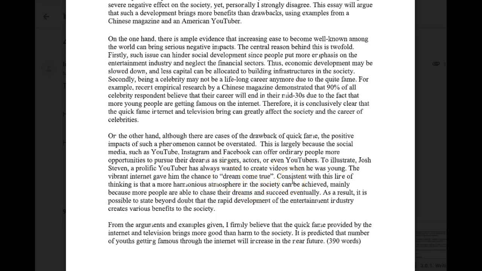Consistent with this line of thinking is that a more harmonious atmosphere in the society can be achieved, mainly because people are able to chase their dreams and succeed eventually. As a result, it is possible to state beyond doubt that the rapid development of the entertainment industry creates various benefits to the society. Okay. All right, fine. Okay, because you say that they can pursue their dreams, they can achieve them, so fine. From the arguments and examples given, I firmly believe that the quick fame provided by the internet and television brings more good than harm to the society. It is predicted that the number of youths getting famous through the internet will increase in the near future.